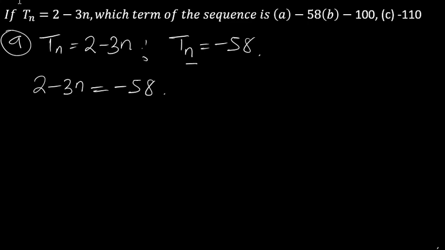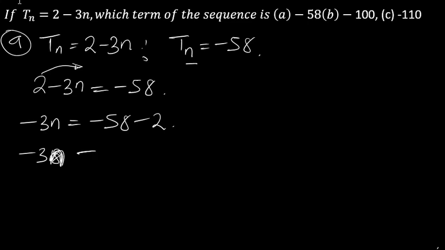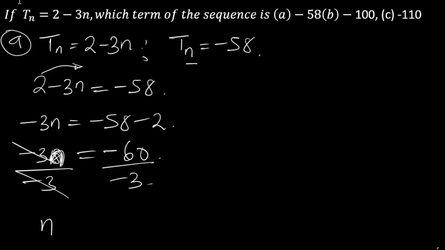Now what we're going to do is move this 2 to the other side. You now have minus 3n equal to minus 58 minus 2, so minus 3n equal to minus 60. Divide both sides by minus 3. This minus 3 will cancel this minus 3, so you have n equal to minus 60 divided by minus 3, which is 20. So the 20th term will give you minus 58.